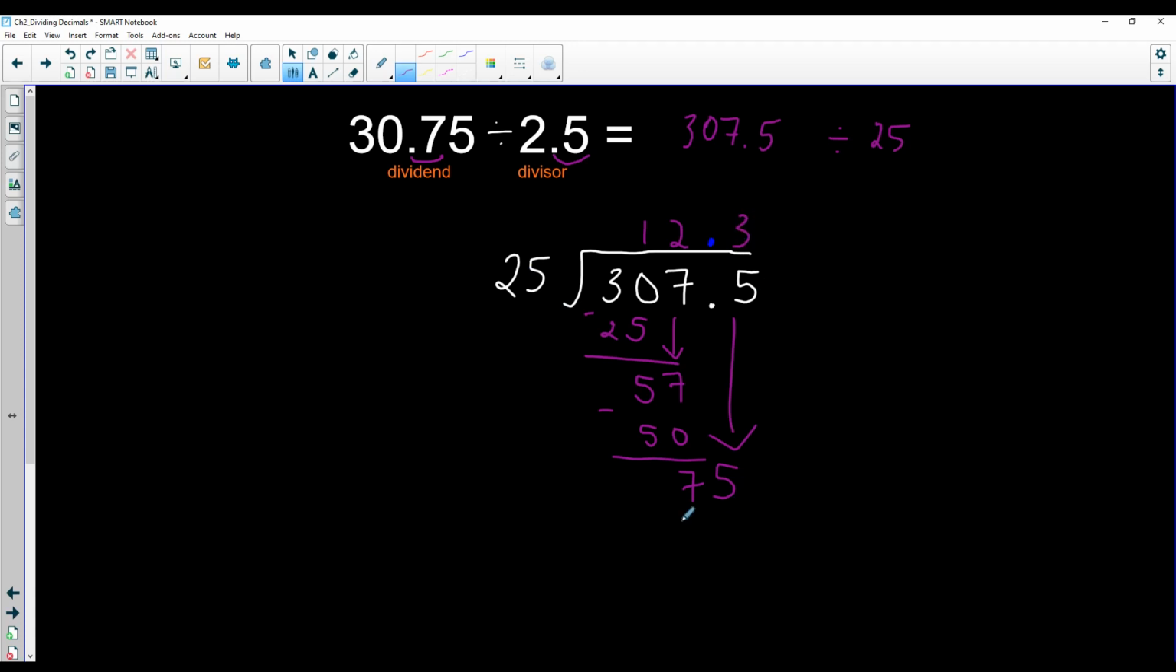We've finally got our remainder of 0, and if we take a look, our decimal is lined up. Our answer to 307.5 divided by 25 is 12.3. If you need some practice with that, again, please ask your teacher.